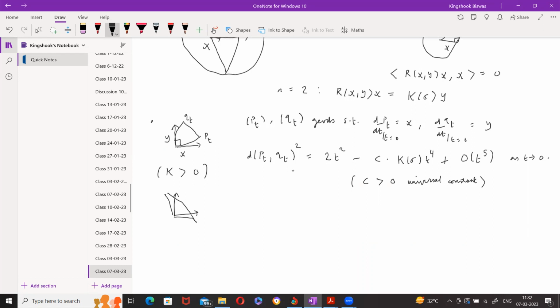So this is Pt, this is Qt. So this is where the sectional curvature is negative. Okay. So an example of a negatively curved surface you can see here. You take a hyperboloid in R3, which looks like this. Okay.